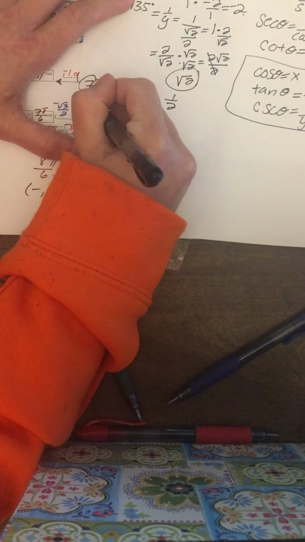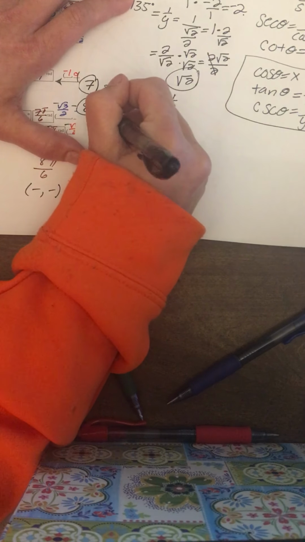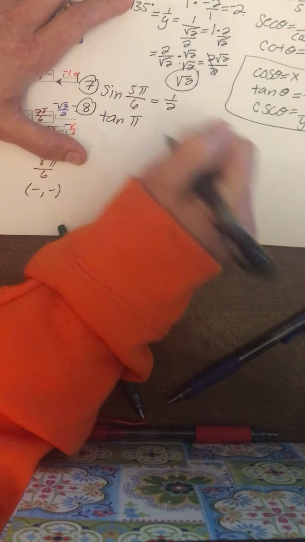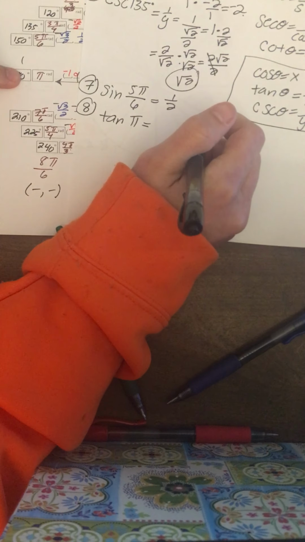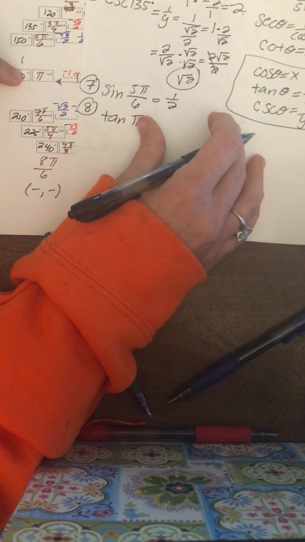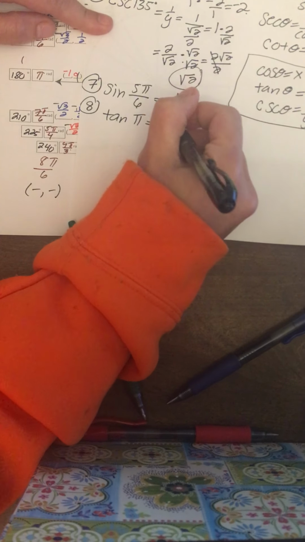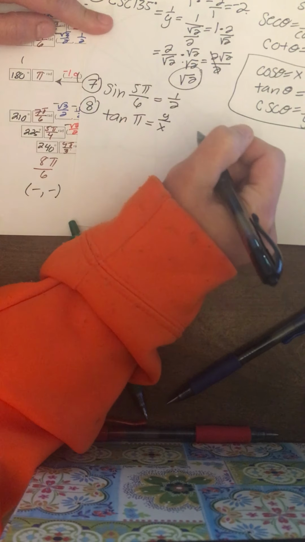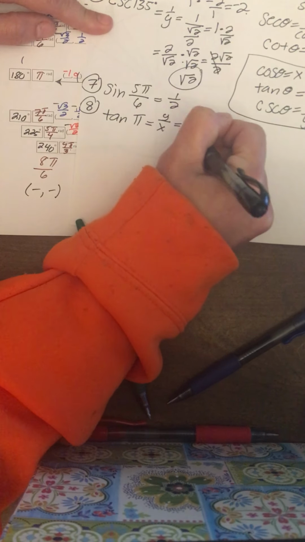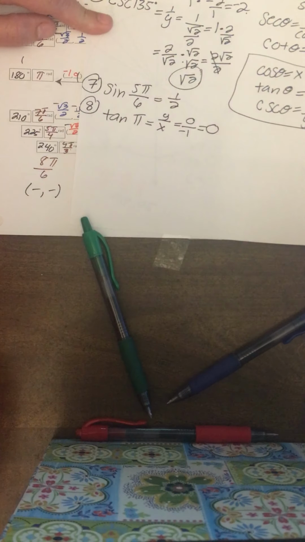Okay, number 8 is tangent of pi. We know pi is here. And tangent is sine over cosine, or y over x. So that would be 0 divided by negative 1, which is just 0.